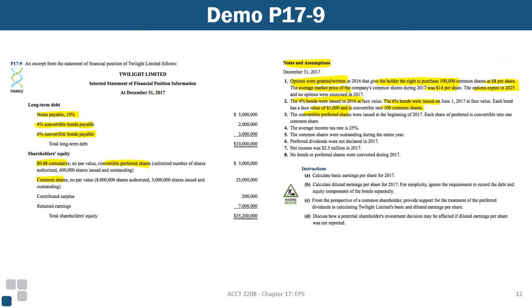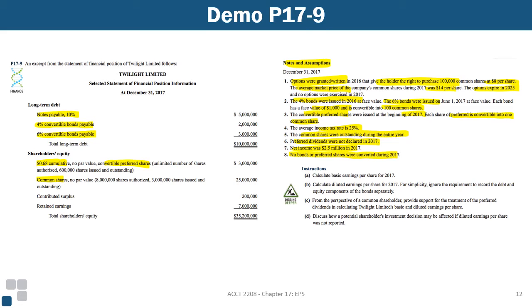The convertible preferred shares were issued at the beginning of 2017, and each preferred share is convertible into 1 common share. The tax rate is 25%. The common shares were outstanding during the year. So this is a simplified problem where we don't actually have to calculate weighted average common shares to start with, so we don't need to do step 1. It's done for us. No dividends declared in 2017. Net income is $2.5 million. No bonds or preferred shares were actually converted in 2017, so that helps because we don't have to do fractional conversion.